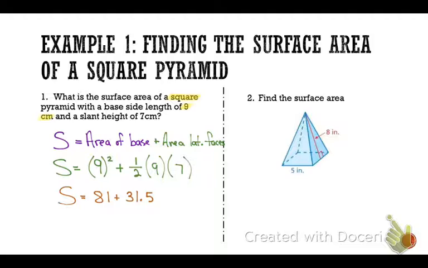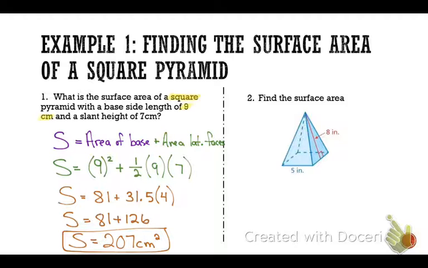Okay, are y'all following along with the terms? Yeah. Base and lateral face. I know it sounds kind of fancy. Okay, so that's why I multiply 31.5 times 4. Because it had a square base, I know there are 4 lateral faces. Okay, and that's how I get my surface area. 207.